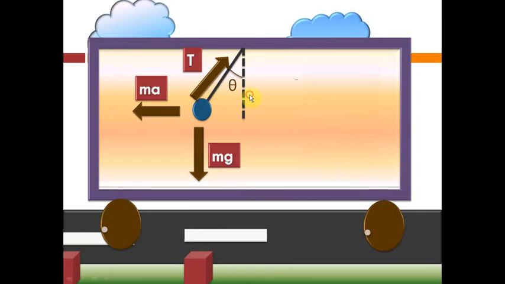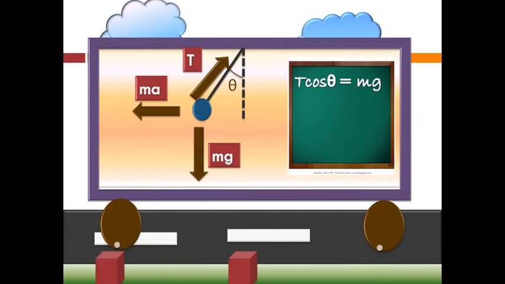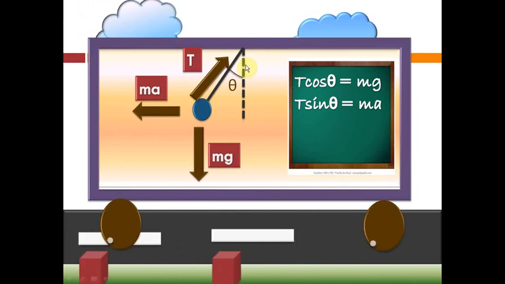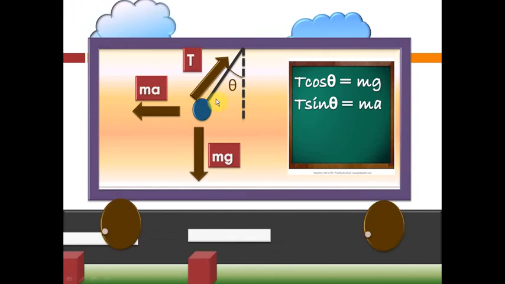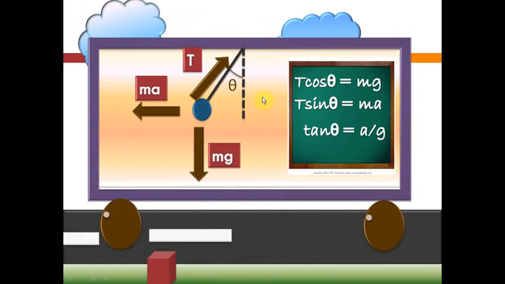When we balance our equations, we see that T cos theta is mg, isn't it? In the vertical direction, the component of tension is T cos theta, so T cos theta is mg. In the horizontal direction, the component of tension is T sin theta, and T sin theta and ma act in opposite directions, so T sin theta is ma, or tan theta is a by g.